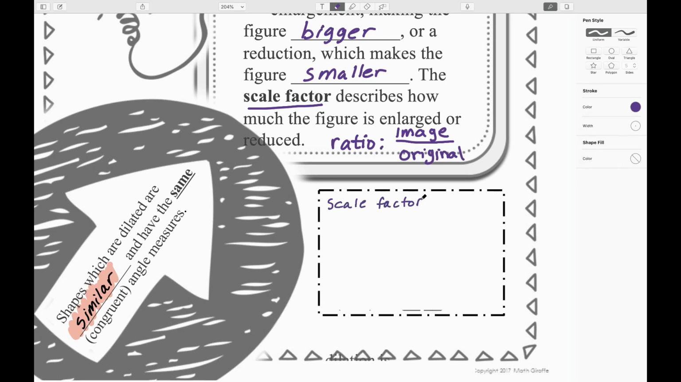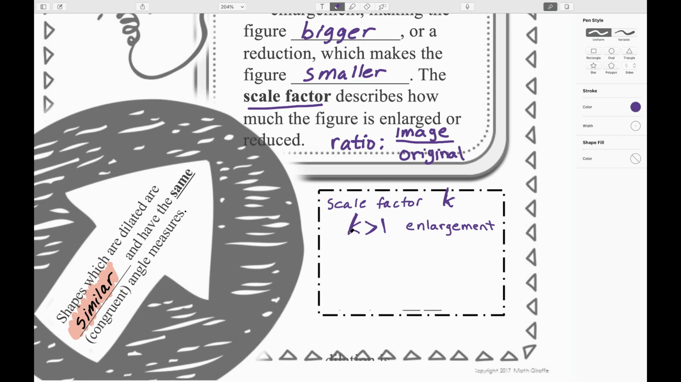We're using the symbol K, lowercase k, to indicate that. Okay, and so I want to talk about a couple of things. First of all, if that scale factor, K, is greater than 1, then the transformation, or dilation in this case, is an enlargement. The figure will get bigger. Okay, and in the case up there, 2 was greater than 1 and our image was bigger.